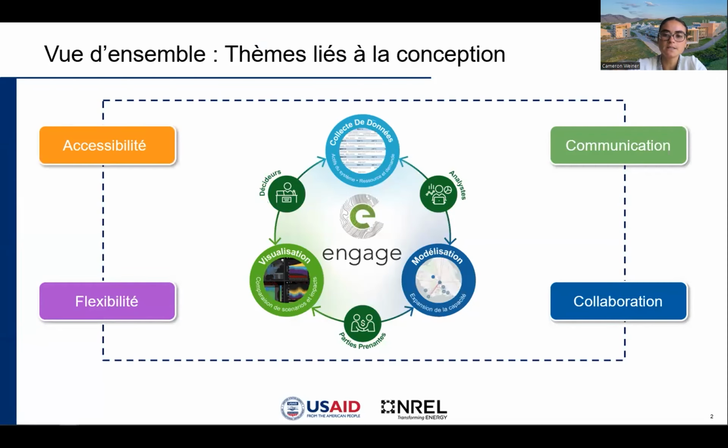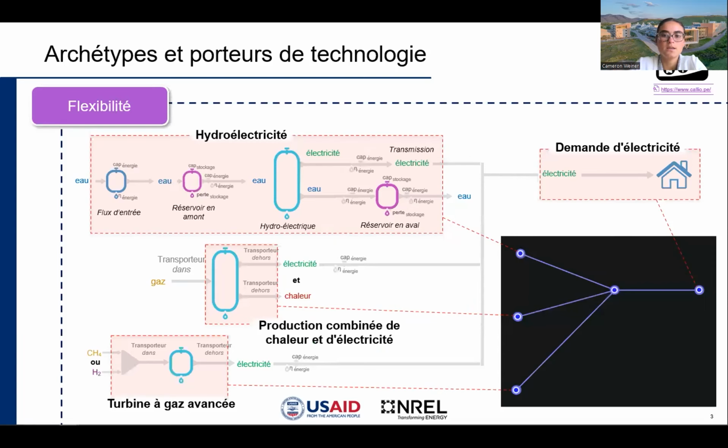And when we last left off, we were discussing the key design themes that make up Engage and how an Engage model can be used to model a wide range of energy systems. We also covered how Engage can model real-world technologies through its use of technology archetypes and carriers. And today we're going to begin discussing how those technologies can be customized by users to reflect real-world timelines and conditions and systems.